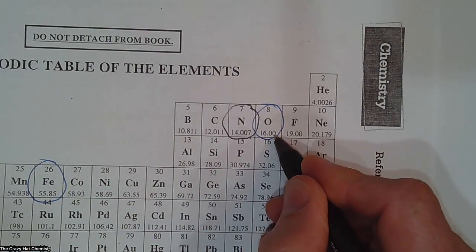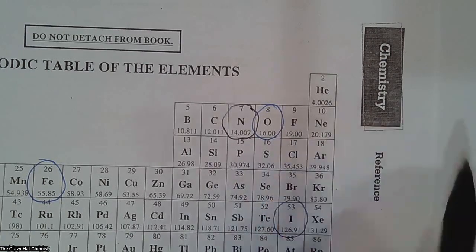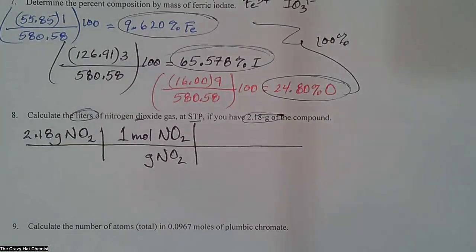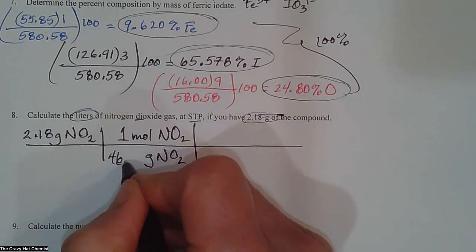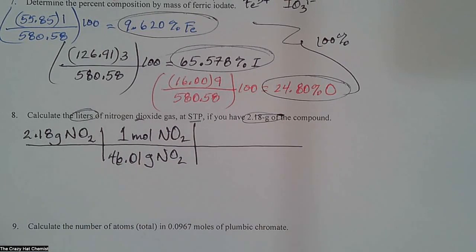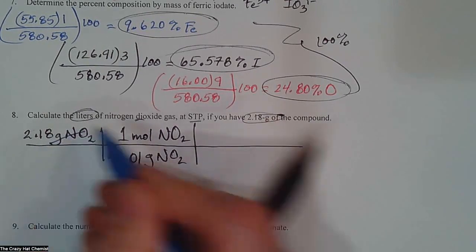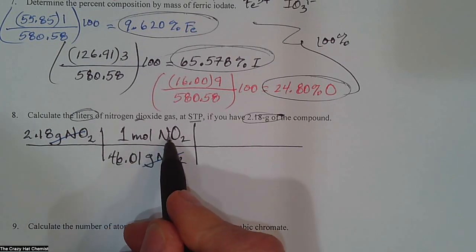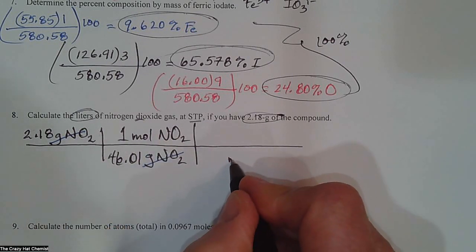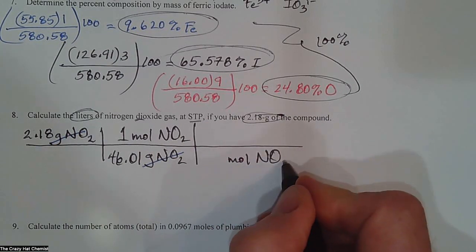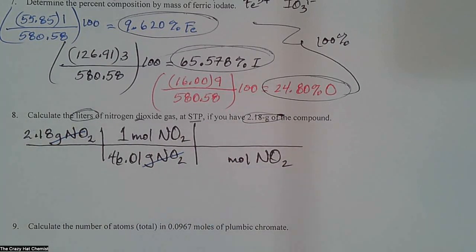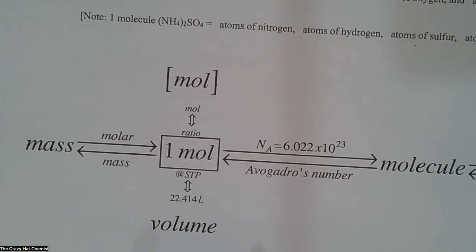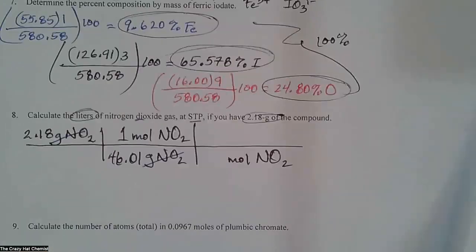14.007 times 1, oxygen 16.00 times 2, and then round that to 2 decimal places, because that's the fewest number of decimal places. And that number will be 46.01 grams. I'm canceling out the grams of NO2. Perfect. Now, moles of NO2 are in the numerator, therefore moles of NO2 must go in the denominator. And if we look at our flow chart, the numeric value of that in front of the mole is a 1. Perfect. So this is a 1 right there.